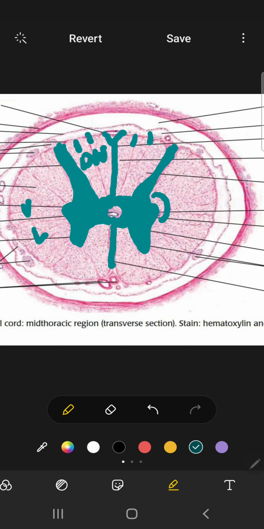This column can be further divided by the anterior horn of gray matter into a ventral white column and a lateral white column. So this is all about the histology of the spinal cord.